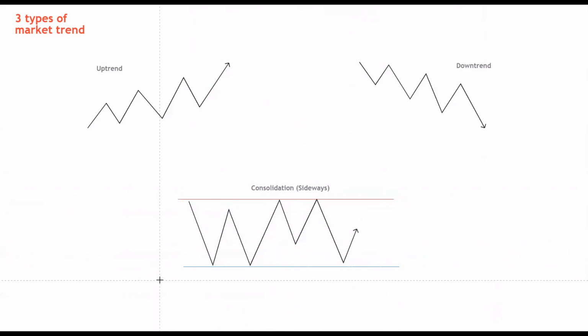So what do you do when you're in consolidation and you don't have a clear trend? Ultimately, the underlying trend, let's just say, for example, the market had been moving down.